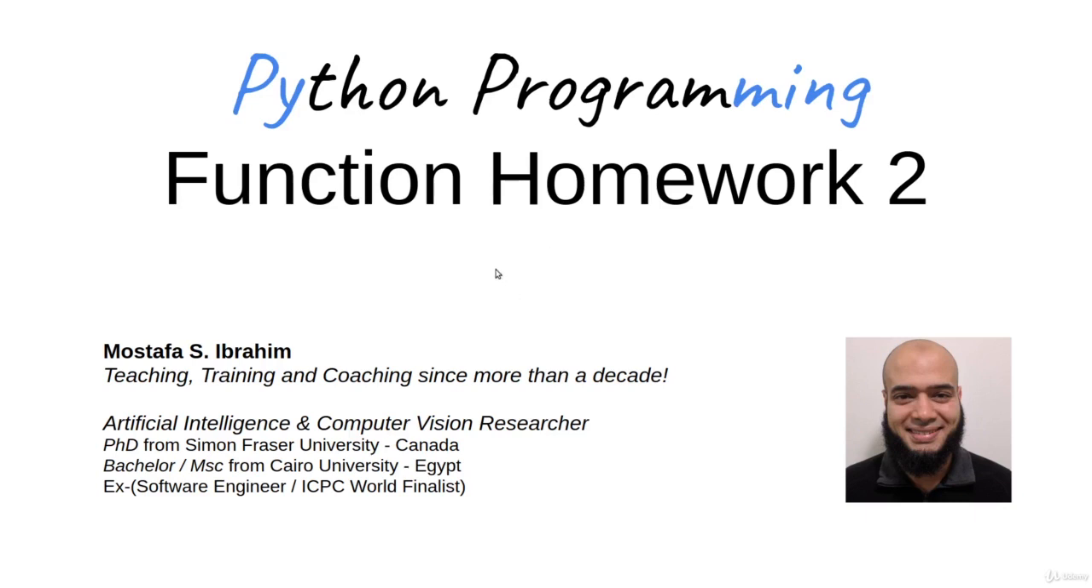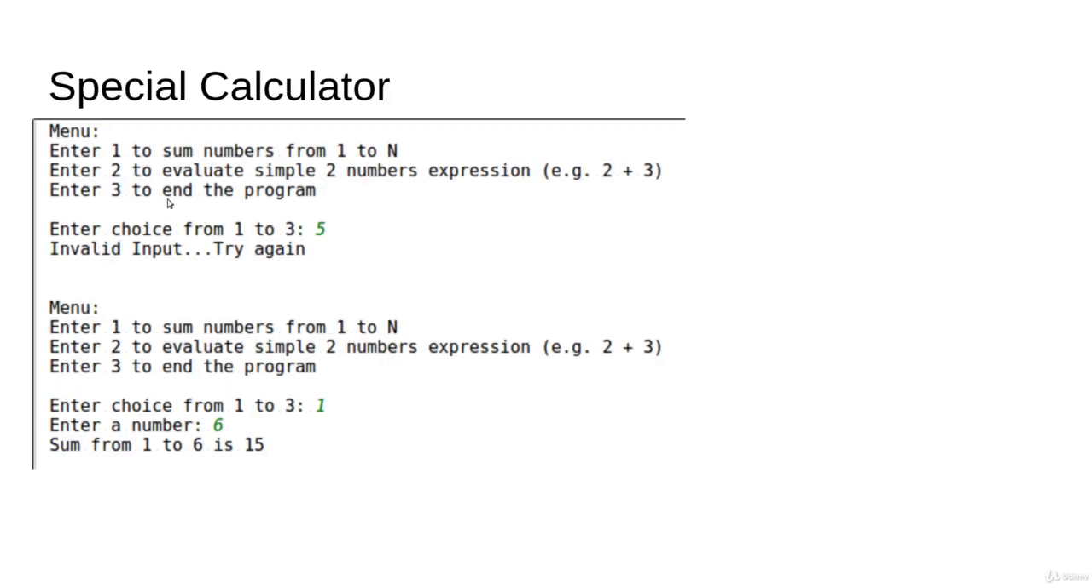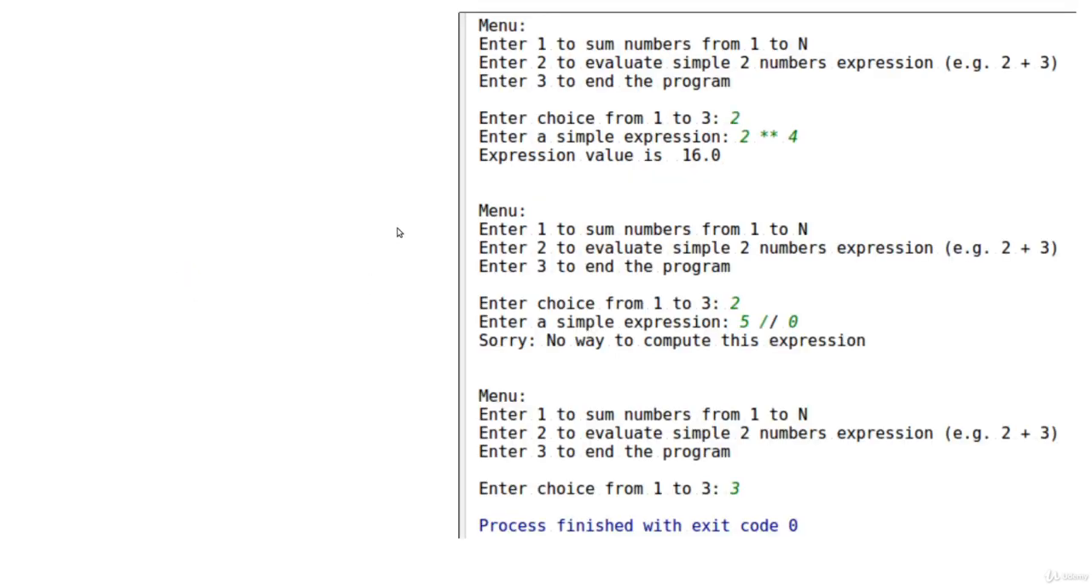Homework number 2 is going to be an application. Remember, we already did before a special calculator that shows a menu of 3 choices: summation from 1 to n, or an expression like 2 plus 3 to sum it, or a function, or ending the program. And this was the console for that, like here 3 choices and so on. We implemented that before. Please make sure that you already implemented it.